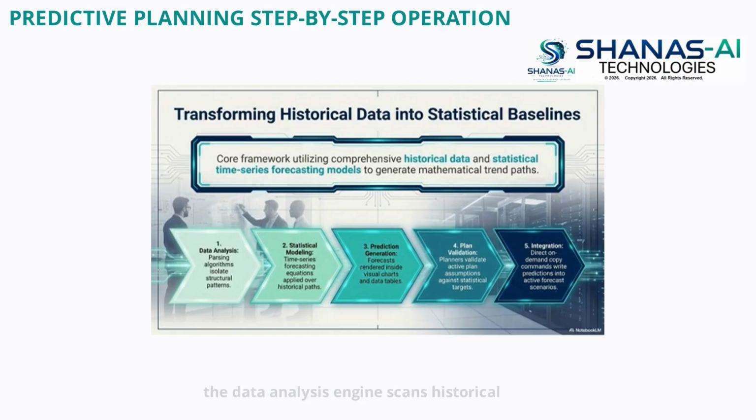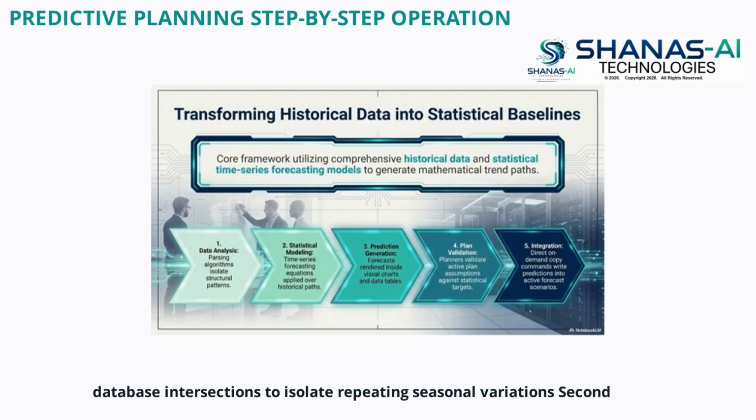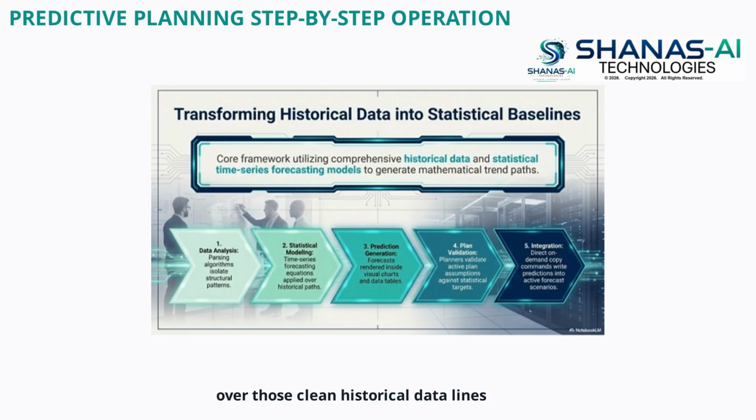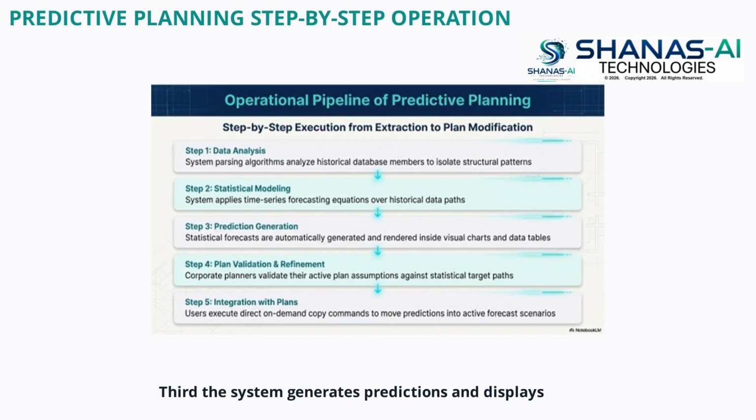First, the data analysis engine scans historical database intersections to isolate repeating seasonal variations. Second, it applies statistical forecasting equations over those clean historical data lines. Third, the system generates predictions and displays them in interactive charts and data tables.